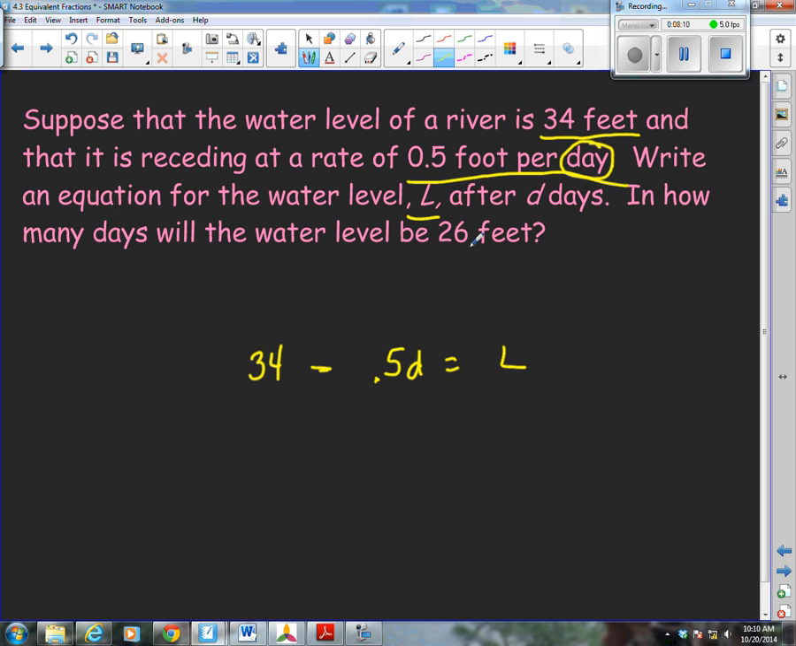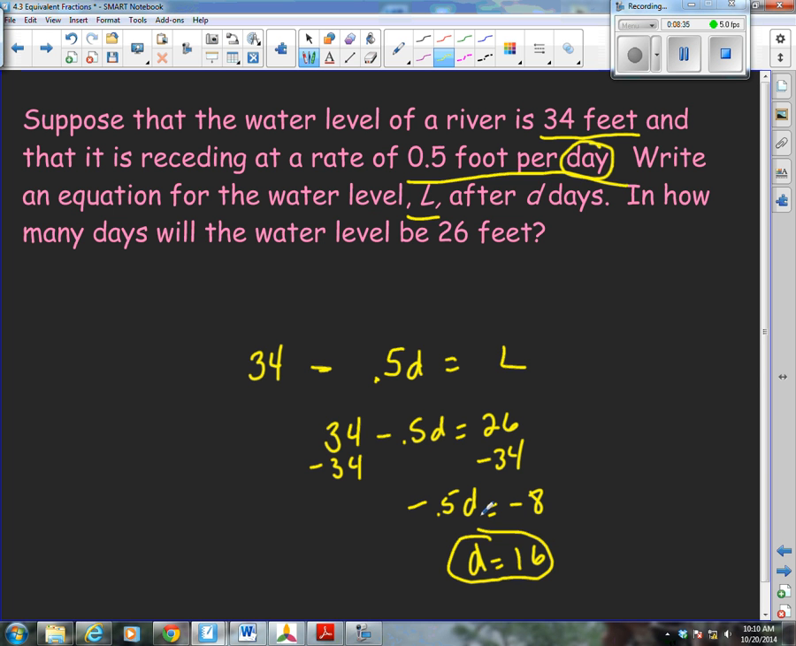Well, it says, in how many days will the water level be 26 feet? Well, if I just substitute 26 for L, because that's the water level, okay, I can actually solve this by subtracting 34, and I get negative 0.5 D is equal to negative 8. Divide both sides by negative 0.5. D is equal to positive 16. So in 16 days. Okay, this again, basic linear word problem.